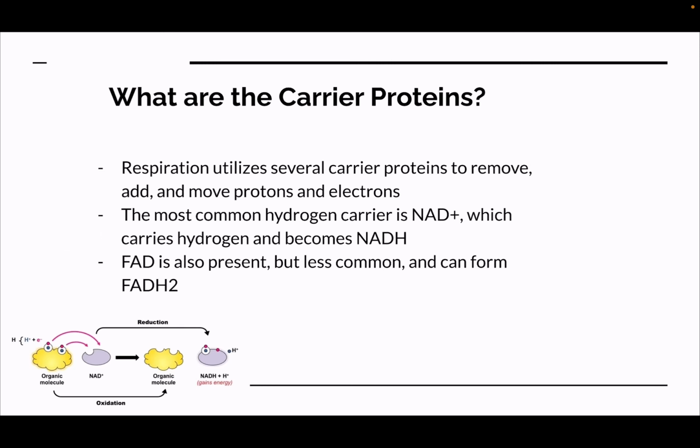All right, now, real quick, let's take a look at the carrier proteins as well. So respiration utilizes these different carrier proteins in order to add and remove, and also transport protons and electrons. Most commonly H plus or hydrogen. Most common carrier is NAD plus, and when it is reduced to add hydrogen, it becomes NADH. FAD is also present, but less common, and it forms FADH2 when H plus is added. Okay, there's a little diagram there of how that works.